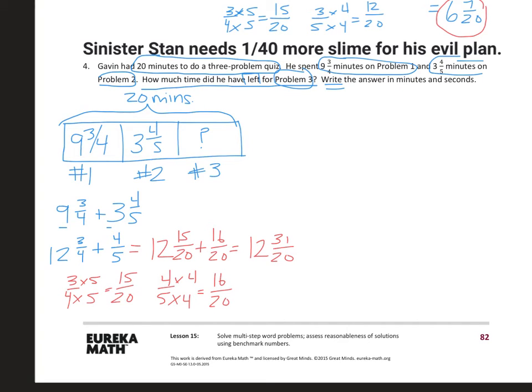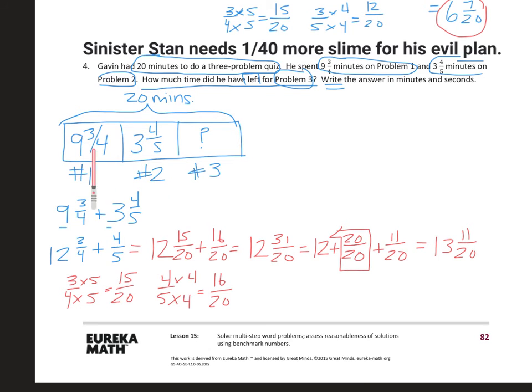Now, we can't stop now because this 31 twentieths is bigger than a whole. I can pull out at least 20 twentieths. So I'm actually going to keep 12 the same, and I'm going to add 20 twentieths. There's my whole that I pulled out from 31 twentieths. And I would have 11 twentieths left over. So if I combine the 12 wholes and the 1 whole, I'm going to end up with 13 and 11 twentieths.